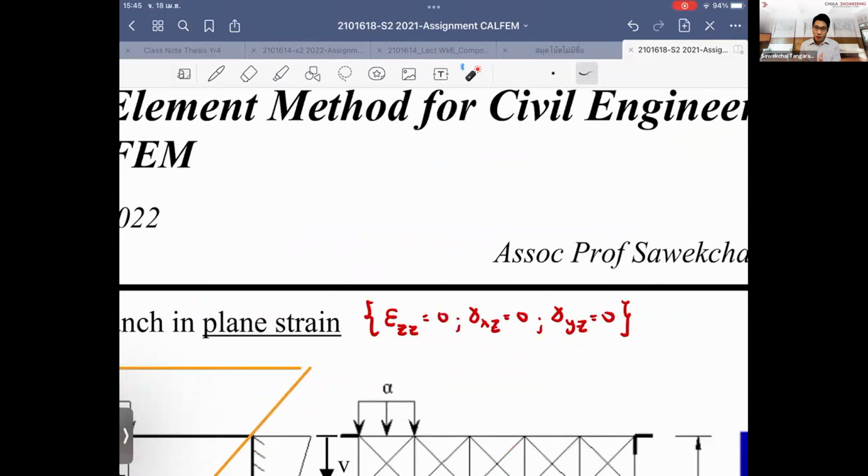And you can use this strain condition as a substitute back into Hooke's laws, right? Which is the stiffness equation for each of the elements. You can simply manipulate them so the Hooke equation can reduce from 6 by 6 to 3 by 3 by using the condition of the plane strain.